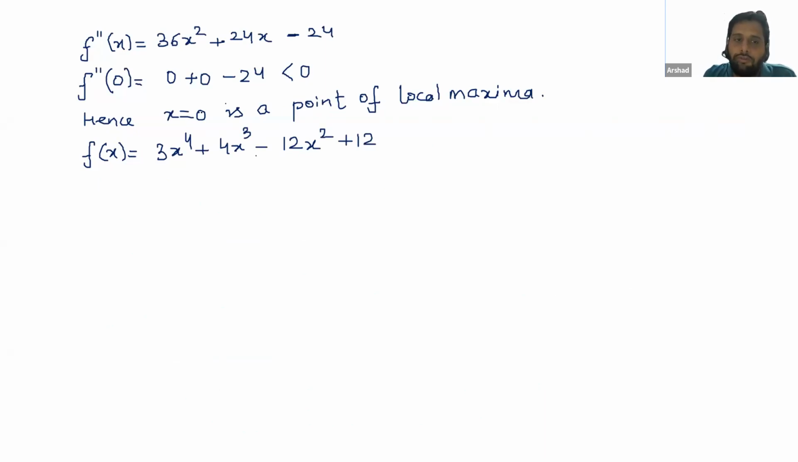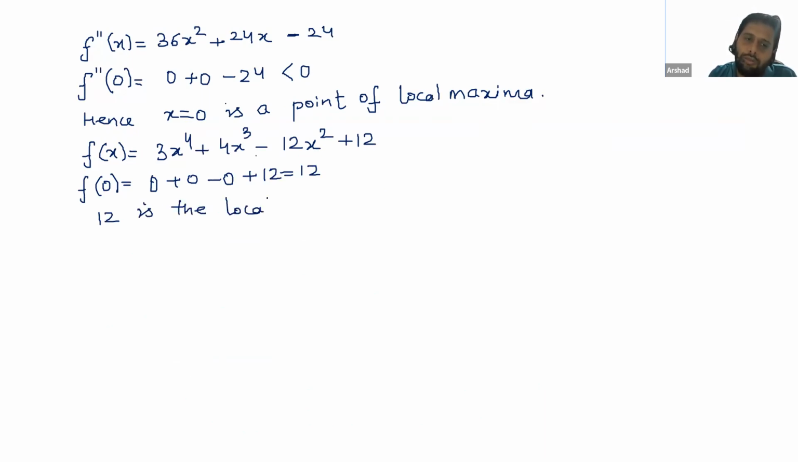Now we get this point. This is a point of local maxima. If we put this point in the function, then we will get the local maximum value. So put this point: 0 plus 0 minus 0 plus 12, which is equal to 12. So 12 is the local maximum value at x is equal to 0.